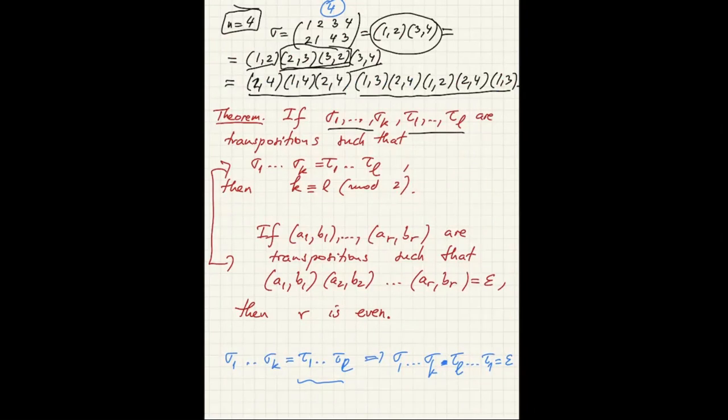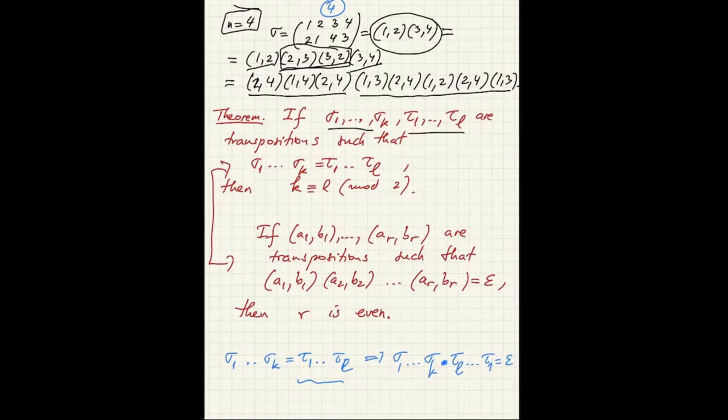And you can actually make this into a product of other lengths. So for example, 1, 2, you can write it as 2, 4 times 1, 4 times 2, 4. And 3, 4, you can write it as a product of these 5 transpositions. And you get a product of 8 transpositions. So it's actually not hard to see that any permutation can be written in infinitely many ways as a product of transpositions. So what's the big deal?